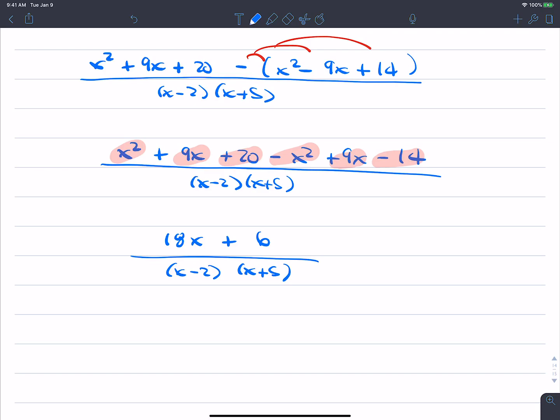You notice the numerator is factorable. You can factor the numerator. You can take out the greatest common factor. 6, 3x plus 1. But even if you did do that, that 6 and 3x plus 1 doesn't cancel with my x minus 2 or my x plus 5. So you can actually just leave your answer as is, and you're done now.